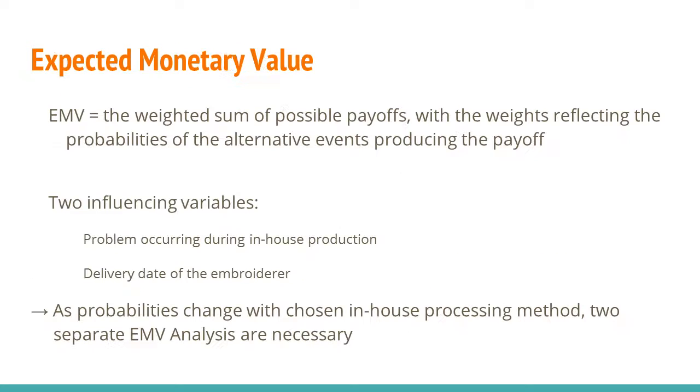There are two major influencing variables that would interfere with Dhawan's decisions. The first one is the possibility of a problem occurring during in-house production. This would definitely delay the delivery time of the Pioneer order. The other would be the delivery date of the embroiderer. These two variables must be considered when calculating the expected monetary value of Dhawan's decision.